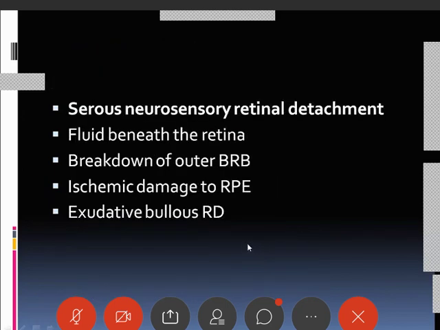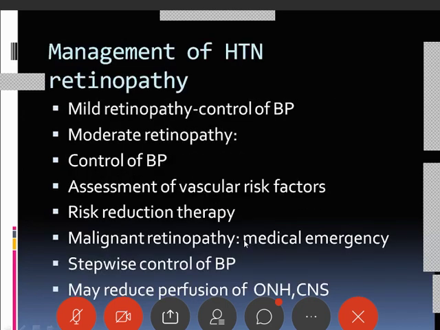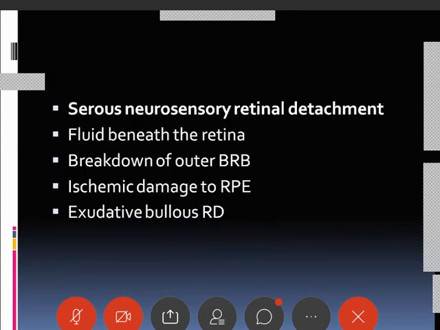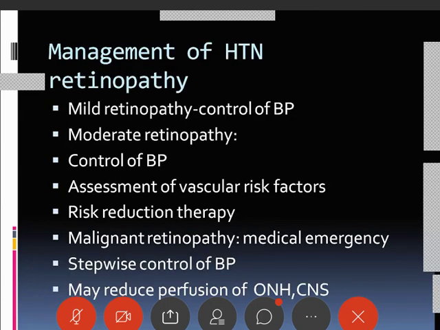So these are the hypertensive choroidopathy changes: acute focal retinal pigment epitheliopathy, then Elschnig spots, then Siegrist streaks, and then serous neurosensory retinal detachment. And then coming to the management of hypertensive retinopathy.